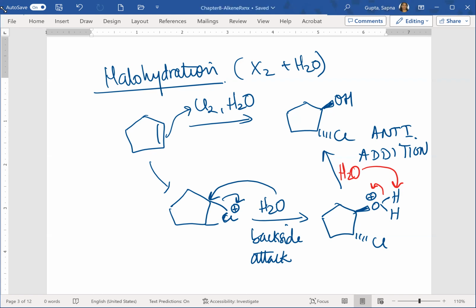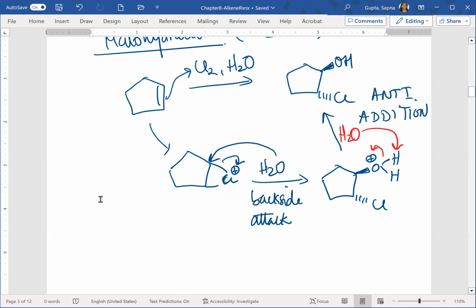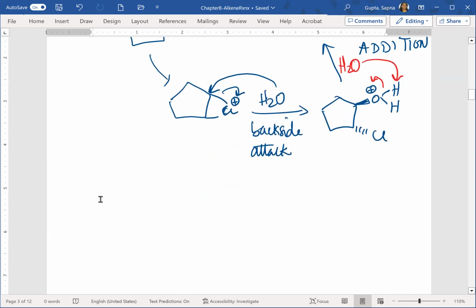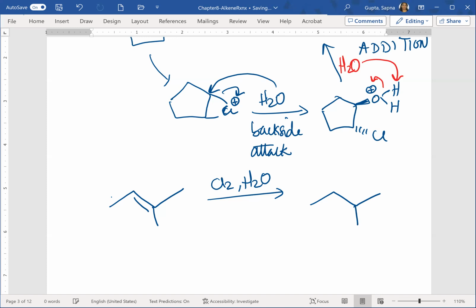So that's halohydration. But there is an issue, a small issue, not a huge issue. So in this case also, we're going to have some regioselectivity problems. What is that? So let's say you have an alkene like this, and you're doing this. So let me just draw the skeleton first, okay?